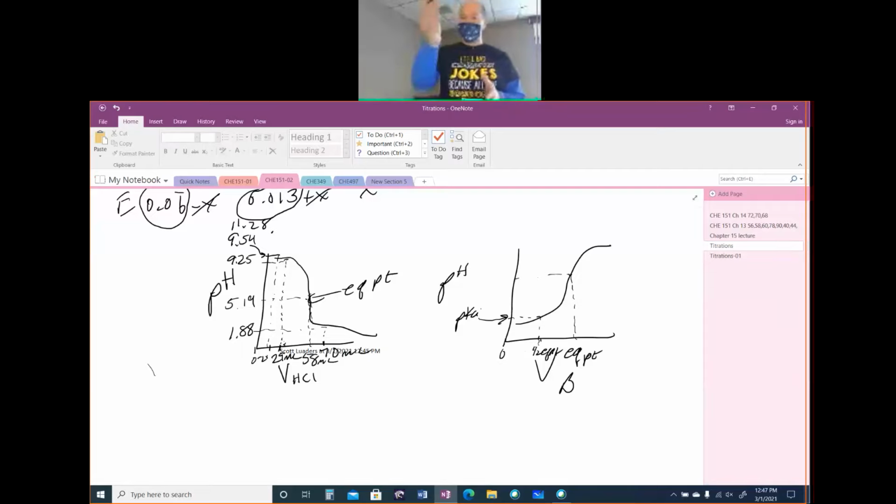You just have the graph. You can find out where the big inflection point is, find your equivalence point, go halfway from the beginning to the equivalence point, draw a line up. That pH is your pKa for that acid. So you can find your pKa from a graph.